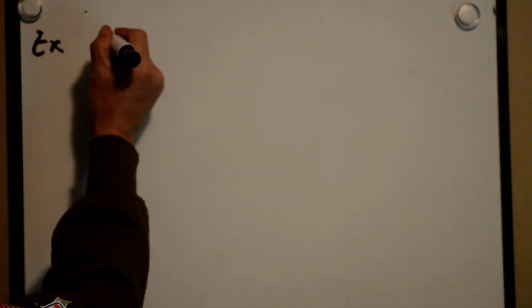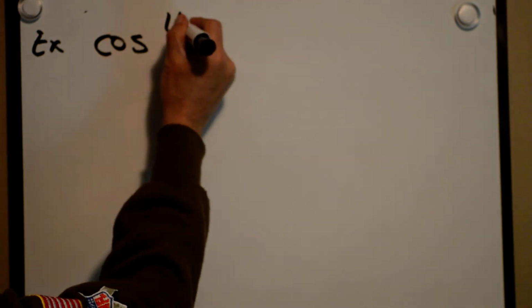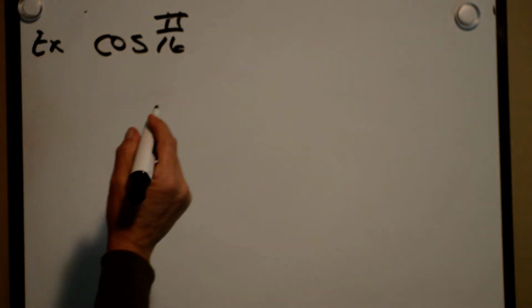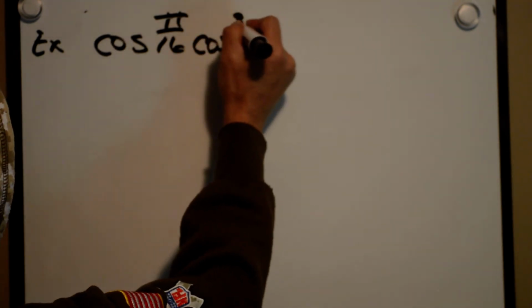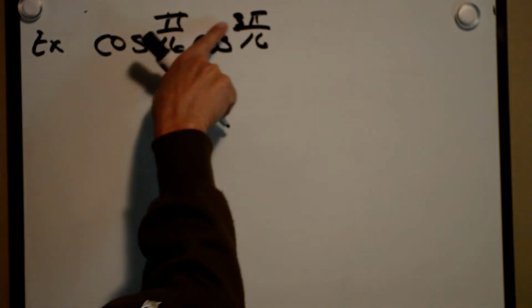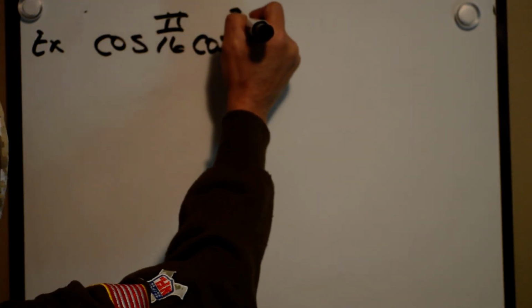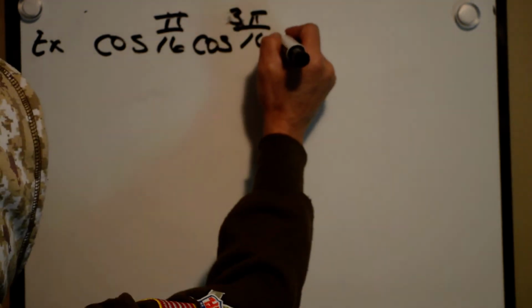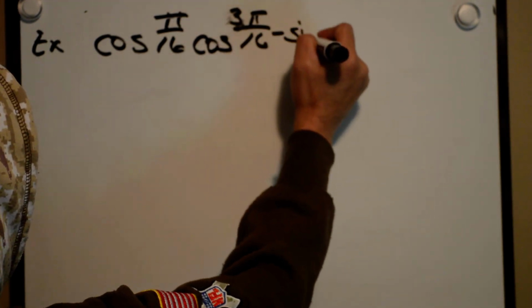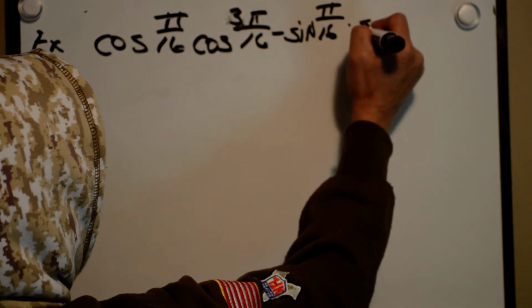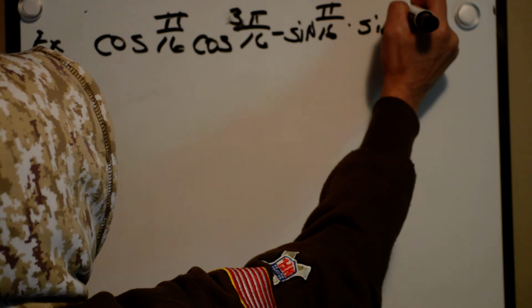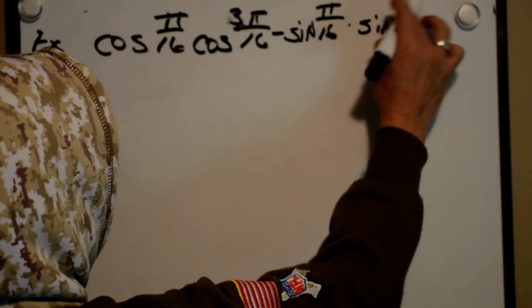All right, for this problem, I'm going to have the cosine of pi over 16 times the cosine of 3 pi over 16, minus the sine of pi over 16 times the sine of 3 pi over 16.